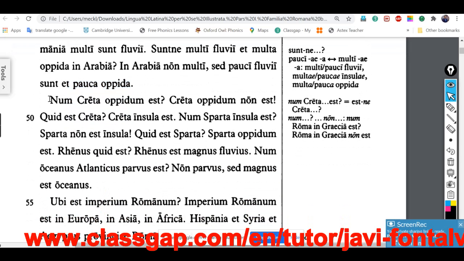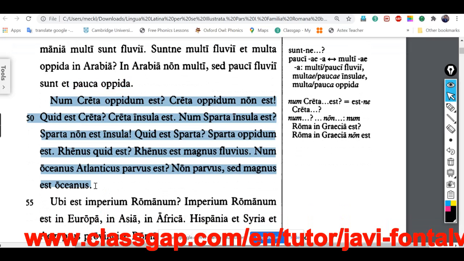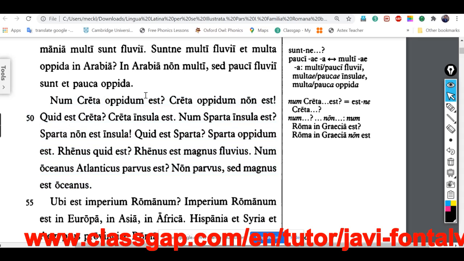Okay, we're gonna do one more. Numquid Creta oppidum est? For you. Okay, let me explain this num. So, num is basically another way to ask. It's just another particle that we use to ask a question. So just ignore it, it's like a question mark.